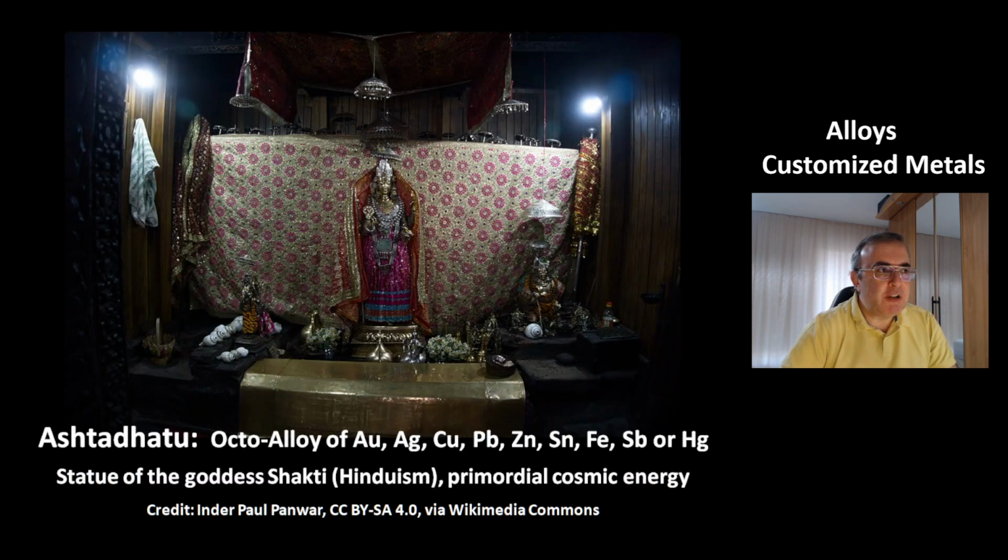This is a picture of Ashtadhatu. This is an octo-alloy of gold, silver, copper, lead, zinc, tin, iron, and antimony or mercury. This picture in the middle is the statue of the goddess Shakti, from Hinduism. Shakti is a goddess for primordial cosmic energy.